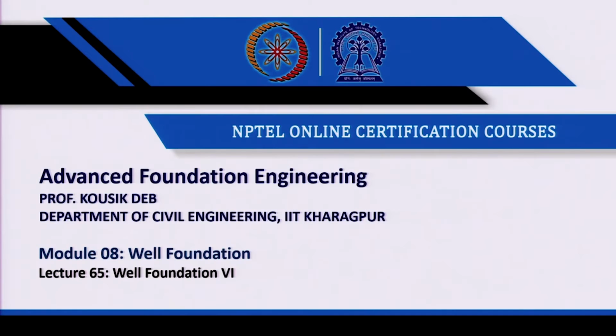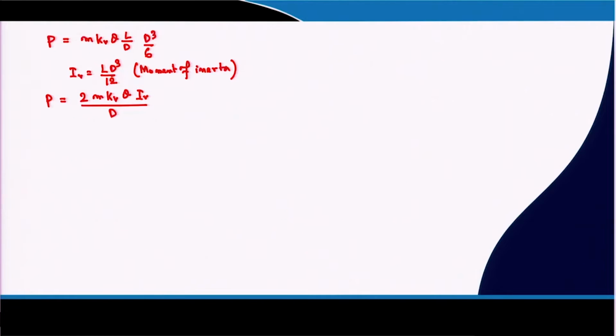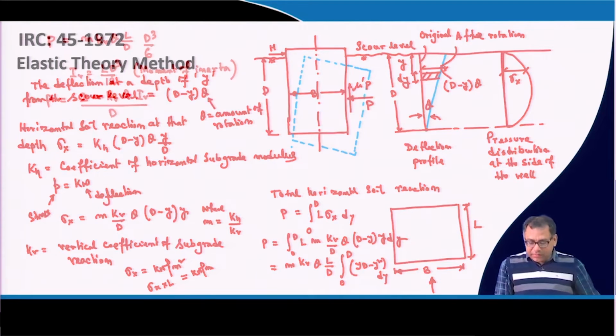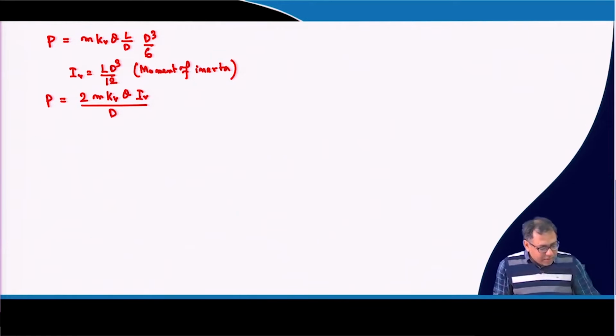So, last class I discussed how we can determine the total soil reaction force which is acting on the side wall of the well, and that expression was determined as P. This is the P expression, and this P is acting on the side wall of the well, and there will be a friction between the side wall of the well and the soil, and that is mu dash into P. Now there will be a base reaction also.